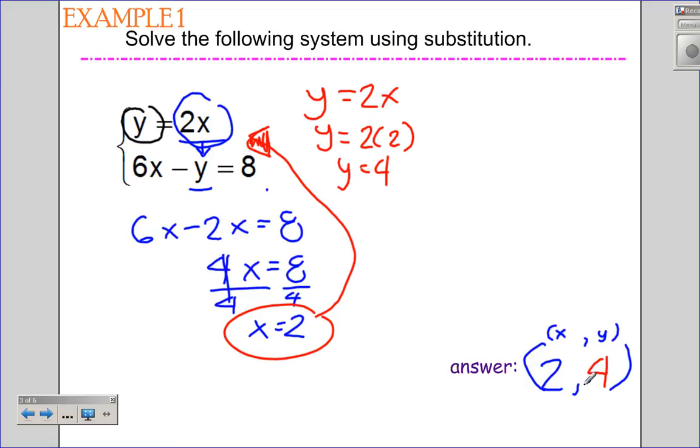Now I could have graphed those equations to get my answer. I just chose to substitute in the value for y into the second equation and get my answer that way. We'll be looking at some more solving these algebraically as well.